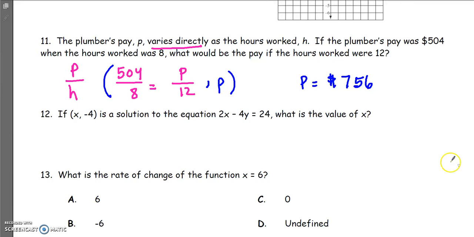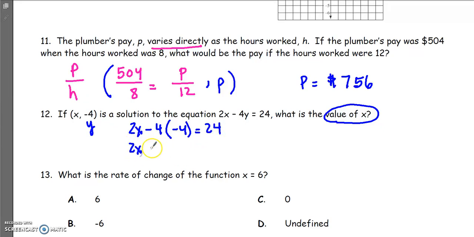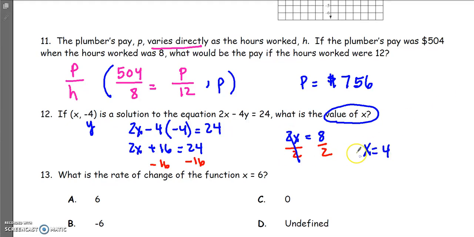Okay, number 12 says if y equals negative 4 is a solution to the equation 2x minus 4y equals 24, what is the value of x? So we are trying to find x. They've given me y right here, so all I have to do is replace my y with the number negative 4 and then solve for the x. So I have 2x plus 16 equals 24. And then if I were to subtract 16 from both sides, that's going to leave me 2x equals 8. And then divide by 2. So my x is going to equal 4.